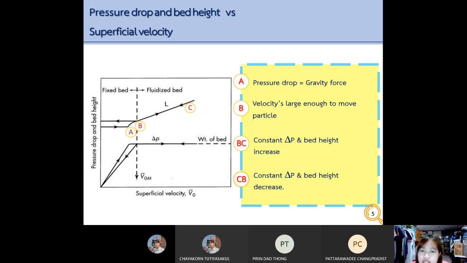At point A, it illustrates the gravity force at the pressure drop, then the velocity of the fluid is increased until it is enough to move the particles at point B. In this state, the fixed bed becomes the initial phase of the fluid bed. From B to C, the pressure drop is constant and the height of the bed is increasing. On the other hand, the pressure drop from C to B is constant and the bed height is decreasing.